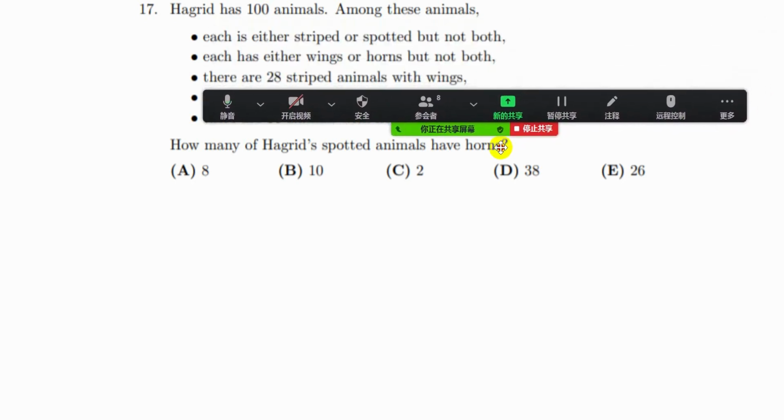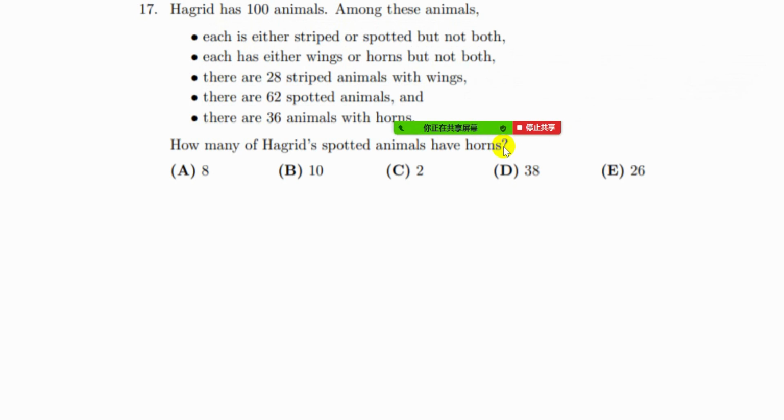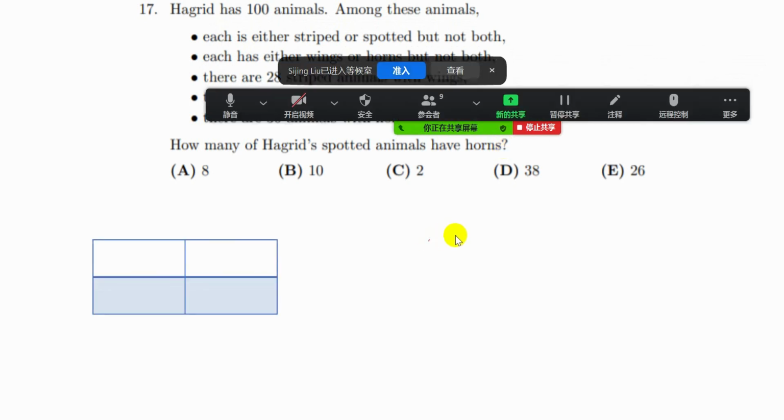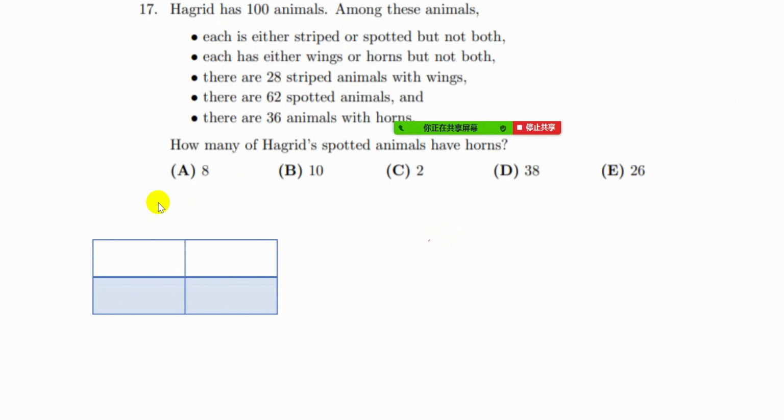Okay, for this, we can put out a chart. And then we can label it like striped, spotted, wings, and horns. And then we can fill in the information that we have so far, which is the only one that we can put in is 28 striped with wings. And then the other ones we are not sure yet.